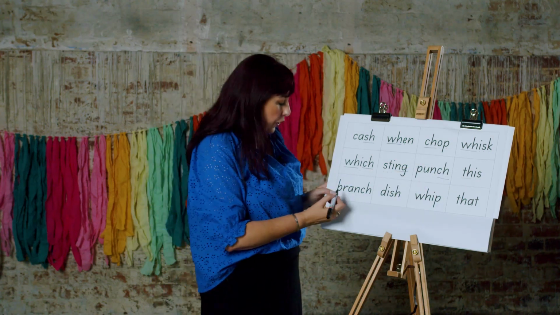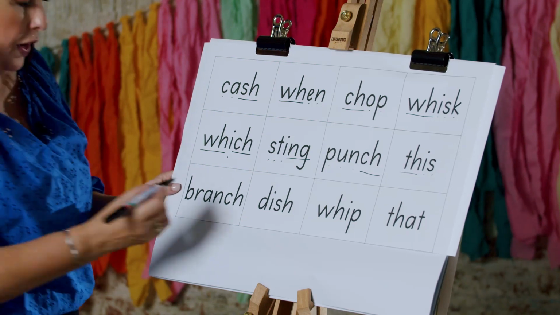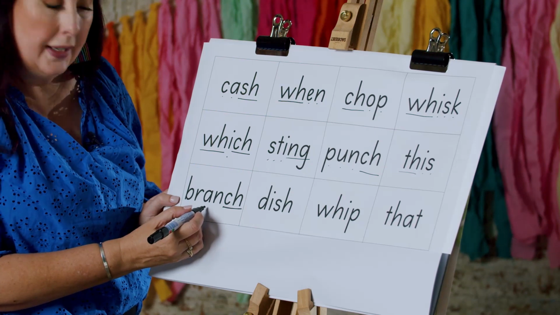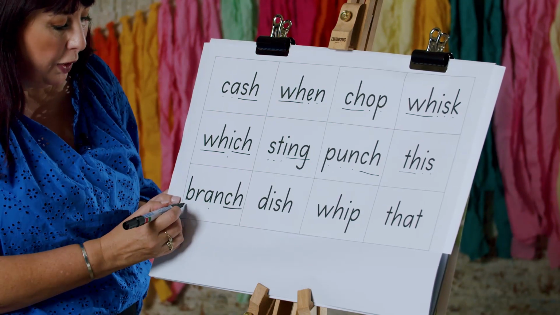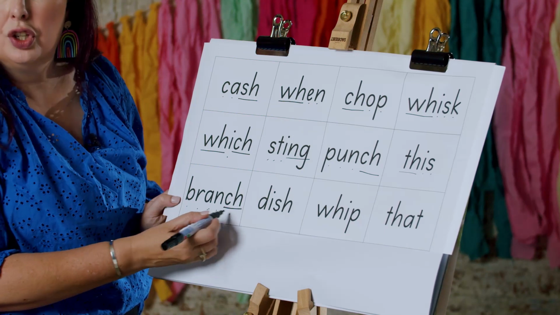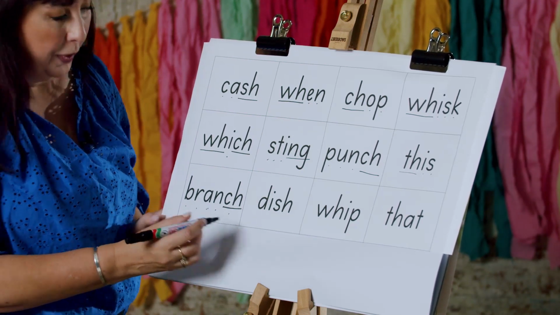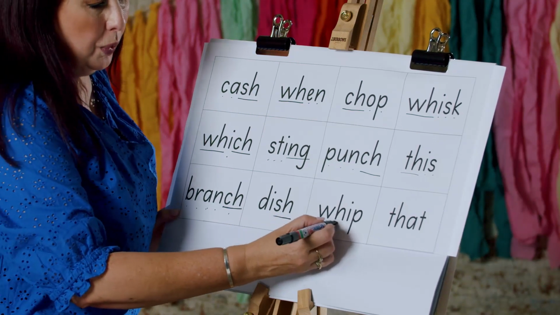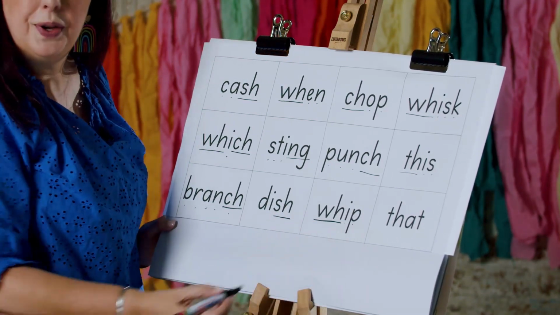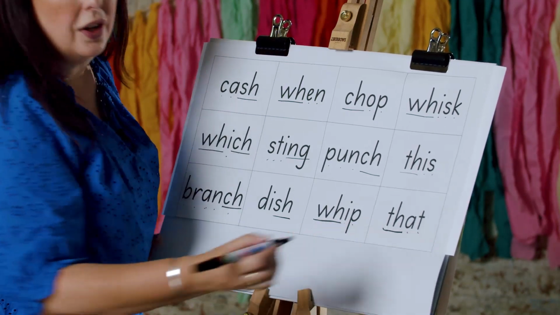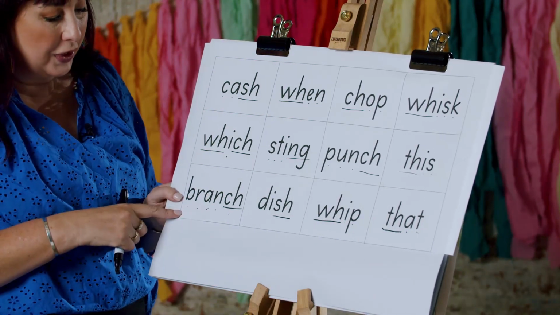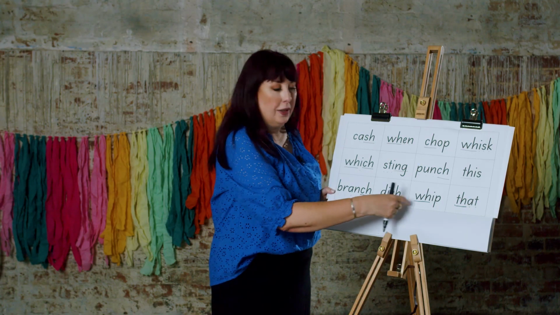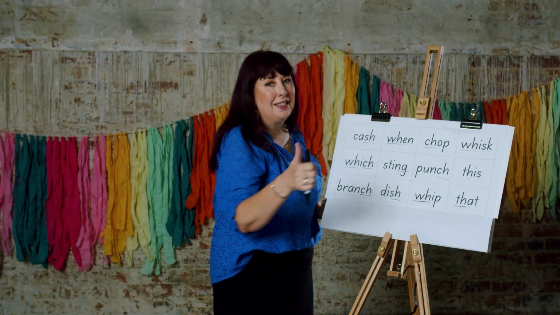I'm really happy with the work you're doing. In this next row, we've got another digraph. And we've also got a tricky word because in this word the A says an R sound. So have a listen. B-r-a-n-ch. Branch. Good job. D-i-sh. Dish. W-i-p. Whip. At. That. Good job. Let's read these words together. Branch. Dish. Whip. That. Amazing work.